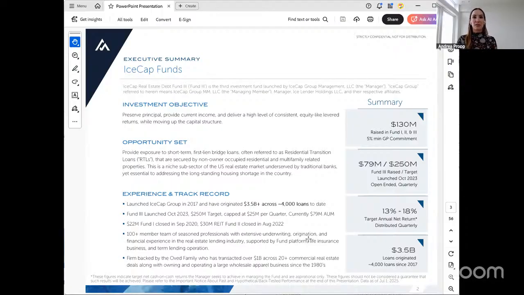And really, as I was starting to learn about all the different acronyms, the CLOs, CMBS, RMBS, it was really RTLs that I became most excited about. And what I really liked about them was their short-term nature, the fact that they were directly addressing the housing crisis, but then also still delivering a really solid return for the fund.